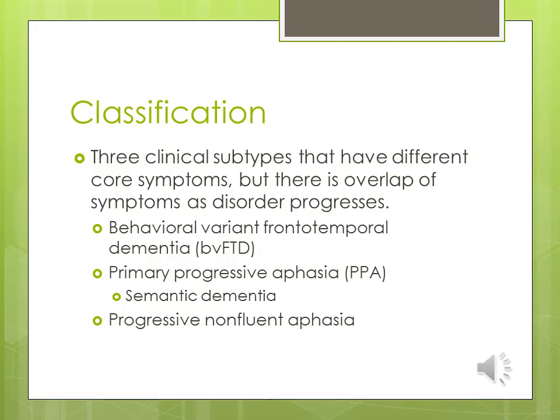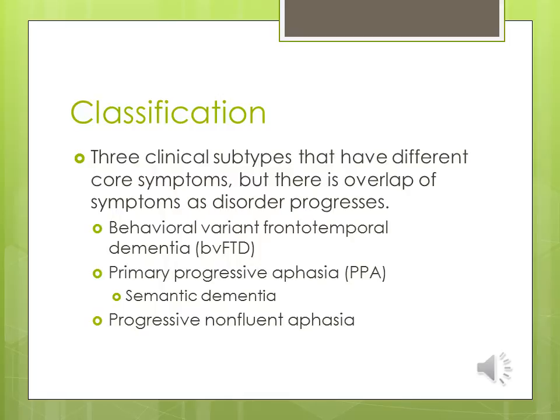So there are three clinical subtypes that have different core symptoms, but there is also an overlap of symptoms as the disorder progresses. The first one is behavioral variant frontotemporal dementia, so BVFTD. It affects personality and behavior. The second one is primary progressive aphasia, PPA, and this affects language skills early, and then the behavior is more affected in the advanced stages.